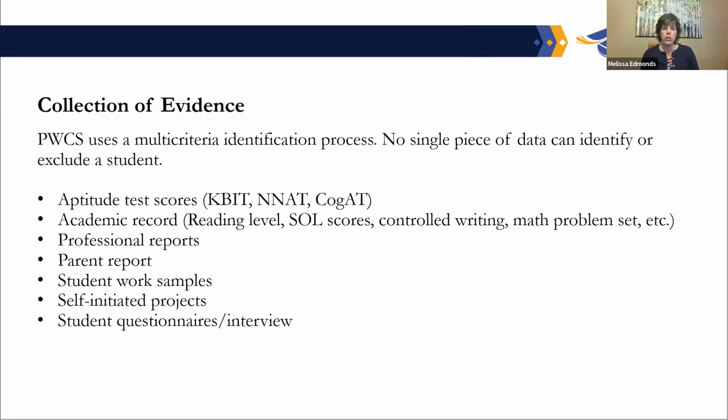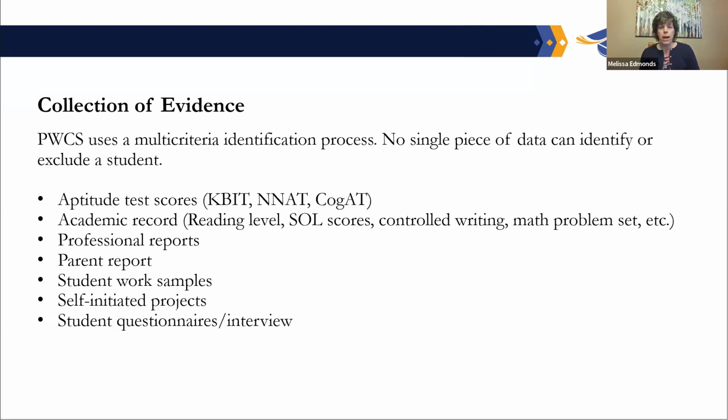During the information gathering process, before the school can make their decision on the child's eligibility, the gifted resource teacher at each school collects a large body of evidence about the student. So Prince William County uses what is called a multi-criteria identification process. That means there's not a single piece of data that can identify a student for gifted services or exclude a student for gifted services. Sometimes people think that there's some sort of test the student takes, and if they pass the test, they receive gifted services. If they don't pass the test, they do not. That is false. That is not true.